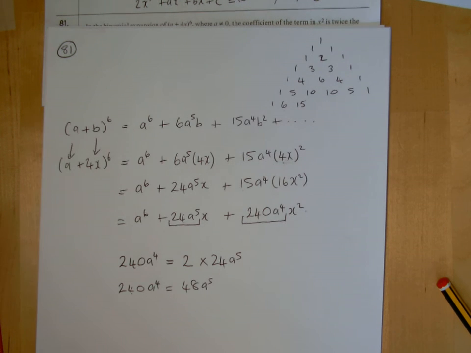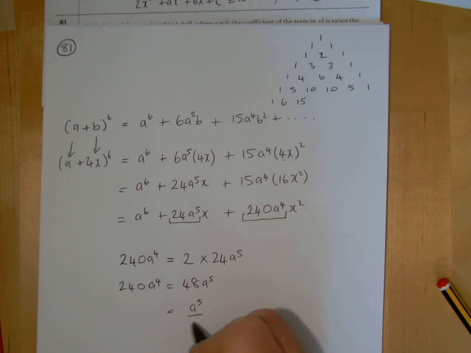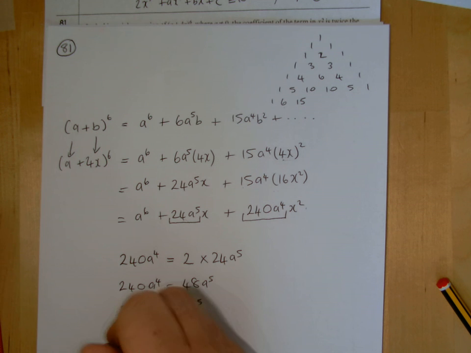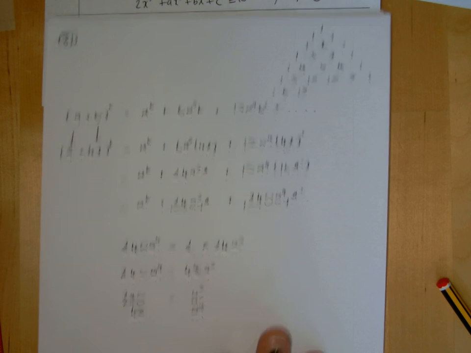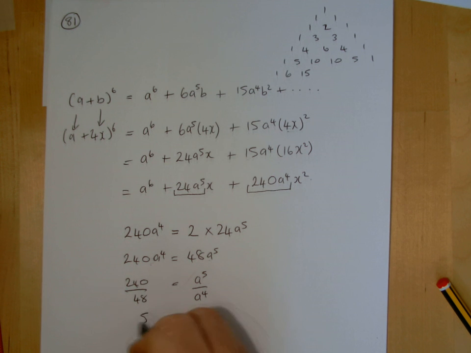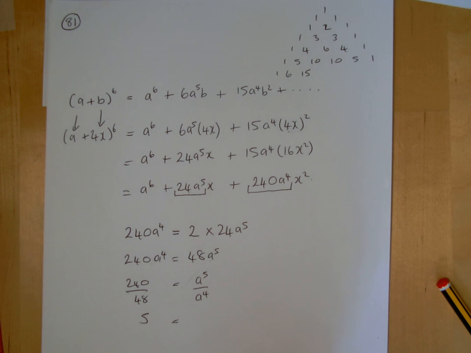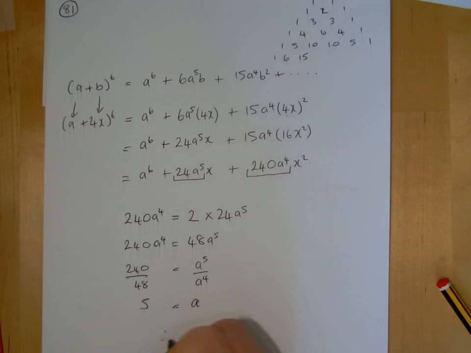And then we're allowed to divide here because a isn't equal to 0. What we can do is get the a's onto one side and numbers on the other side. Because I'm multiplying here, I could take a to the power 4 over to the other side and divide. Because we're multiplying here, take it over and divide. And I can do the same with the numbers. Because I'm multiplying here, I could take the 48 over and divide. So 240 divided by 48 is 5. And a to the power 5 divided by a to the power 4, well, rules of indices, take away the powers, so you just get a. So a, which is what we're asked for, is equal to 5.